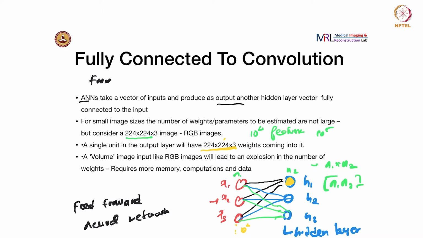Okay? So it means there's an explosion in the number of weights. It typically means that we end up requiring more memory and computations. And of course, since there are more weights, we need more data to estimate. Right? So this is again a very nominal example.